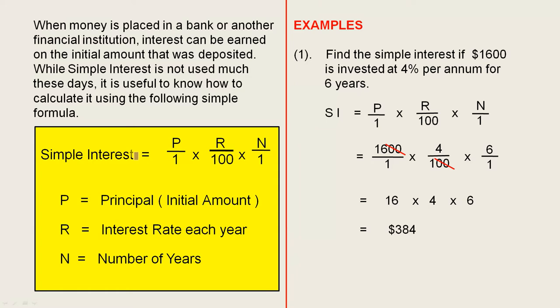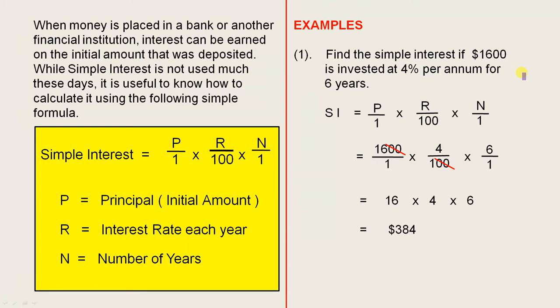Simple interest is calculated by using the formula P over 1 times R over 100 times N over 1. P is the principal. That means it was the initial amount of money that was either deposited or borrowed. R is the interest rate each year, that's per annum, and N is the number of years. Let's have a look at some examples to see how this formula operates.